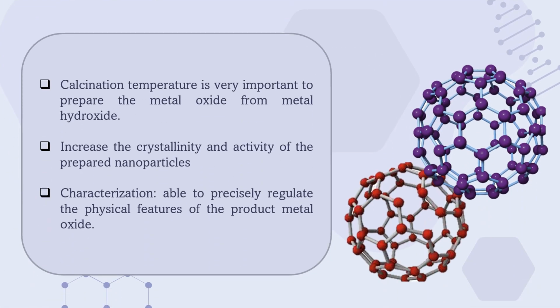The calcination temperature is very important to prepare the metal oxide from metal hydroxide. Calcination is a commonly used treatment method to increase the crystallinity and activity of the prepared nanoparticles. To be able to precisely regulate the physical features of the product metal oxide, a complete understanding of the kinetic rates, processes, and pathways regulating the thermal decomposition of metal hydroxide is required.